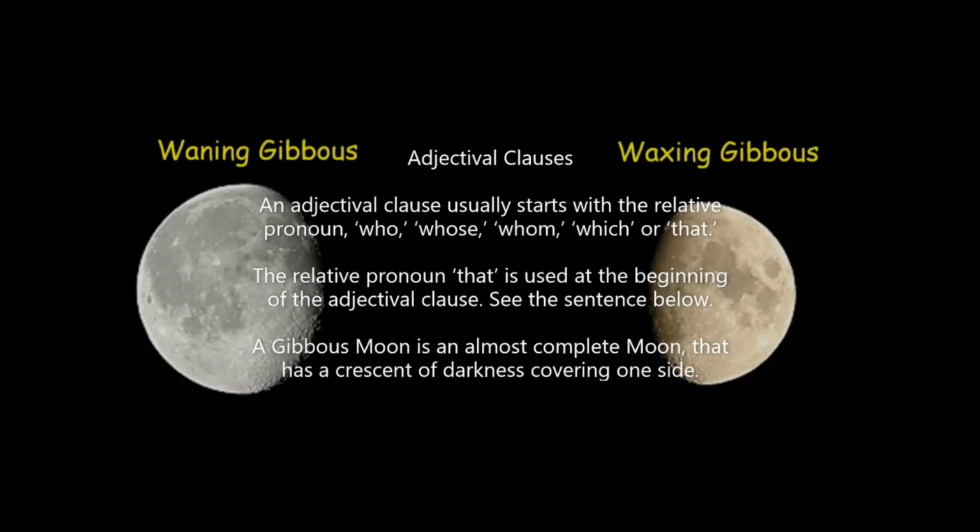See the sentence below. A gibbous moon is an almost complete moon that has a crescent of darkness covering one side. So as you can see here, I underlined that has a crescent of darkness covering one side. That gives the detail of what the gibbous moon is doing here. Okay, so that's one example I'm using.